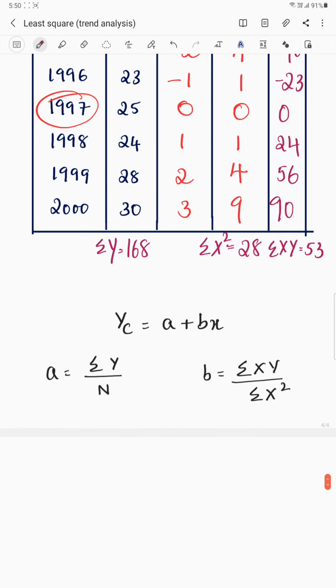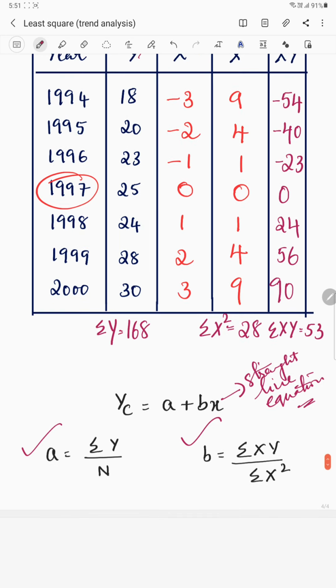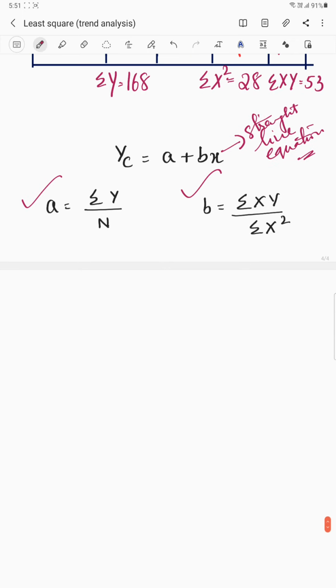So yc is equal to a plus bx is the straight line equation. This is the straight line. Okay, so this is a straight line equation. We have these two formulas, a and b, which is very important. So now whatever we found out in the above table, we'll try to substitute that value.